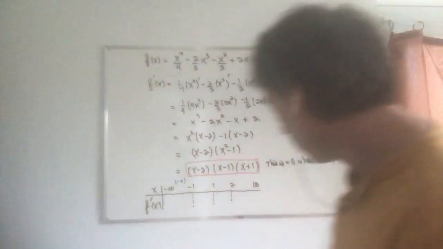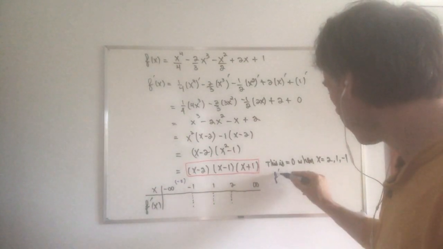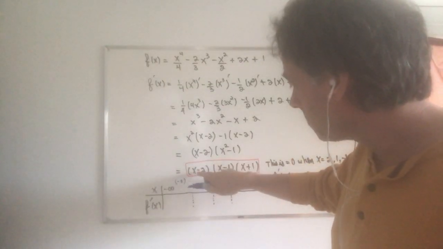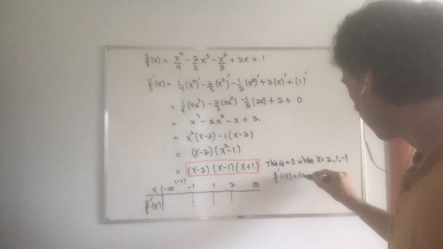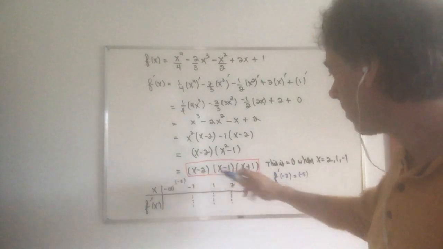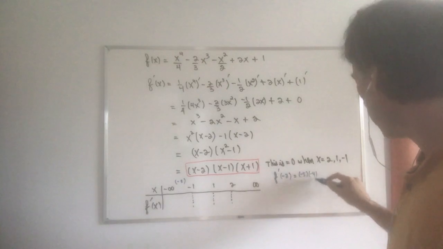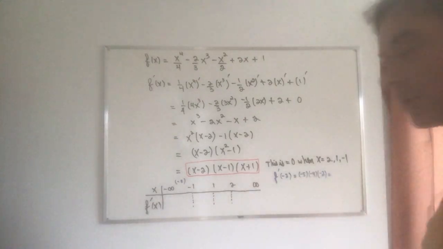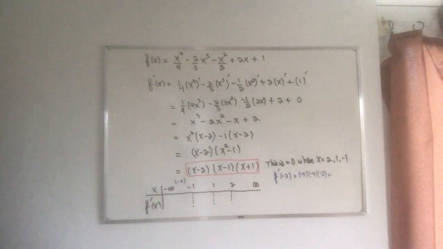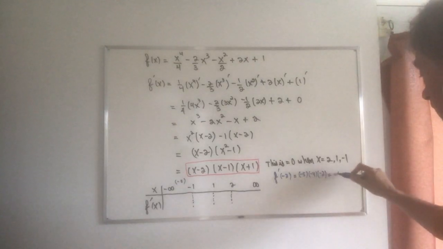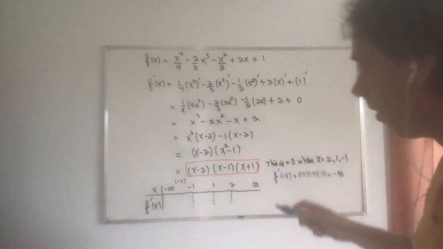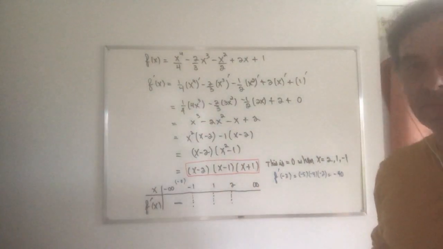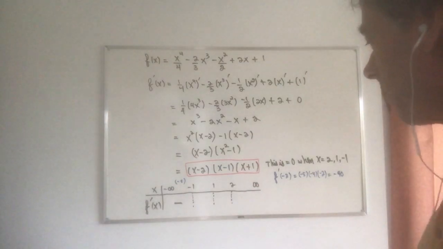Okay, let's figure out f prime of minus 3. Here we go. What's minus 3 minus 2? Minus 5. Minus 3 minus 1? Minus 4. Minus 3 plus 2? Minus 1. What's the outcome of minus 5 times minus 4 times minus 2? Well, the outcome is minus 40. Do I care about the 40? No. Do I care about the sign? Yes. F prime is negative on the interval negative infinity to minus 1.